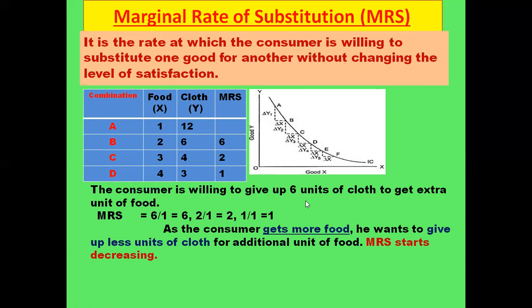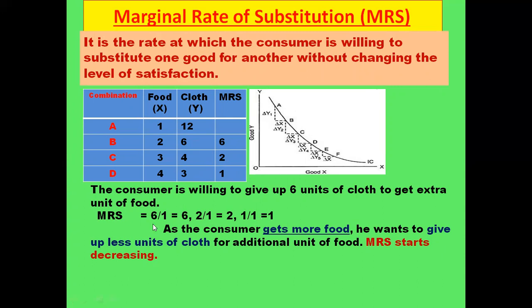So this is what I've written. The consumer is willing to give up 6 units of clothes to get an extra unit of food. Here we get 6. So MRS is initially 6 by 1. That is, del y is 12 minus 6 is 6, and del x is 2 minus 1 is 1. And again here MRS is 2. That is, 6 minus 4 is 2, del y, and del x is 3 minus 2 is 1. And again here del y is 4 minus 3 is 1, and del x is 4 minus 3 is 1. So del y by del x is 1.